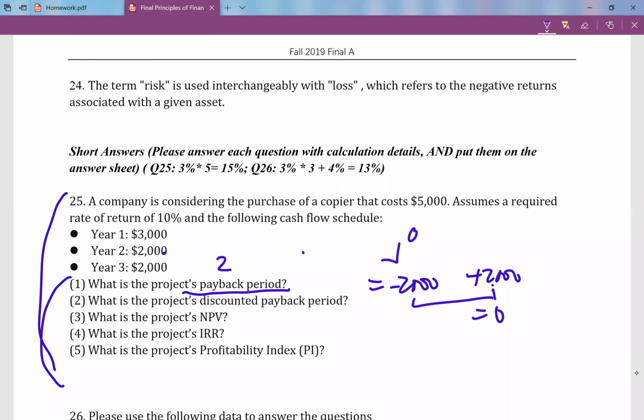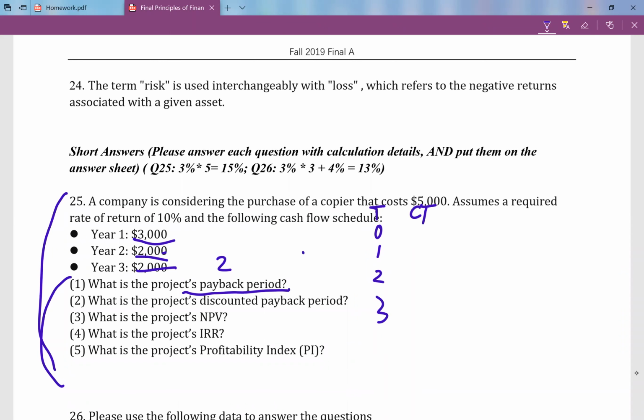Now let's move forward to the discounted payback period. You first need to convert the values into discounted values. So we need to convert our cash flows at times 0, 1, 2, 3. This is the time t. The cash flows are minus 5,000, 3,000, 2,000, and 2,000.